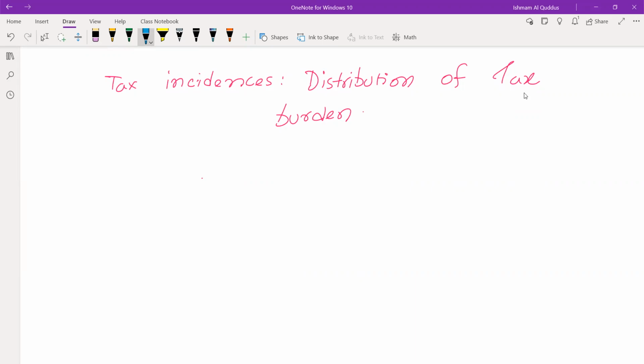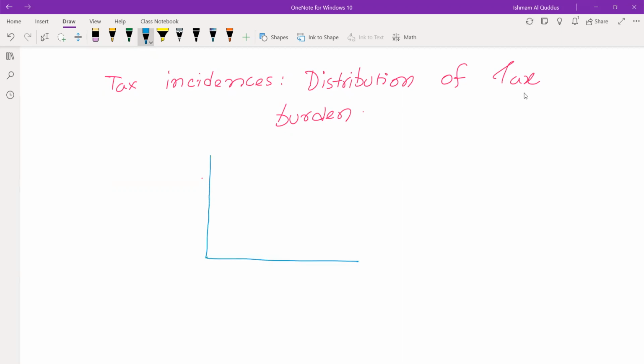Now, this distribution of tax burden, like who's suffering more, is actually called tax incidence. So it shows you the distribution of the tax burden. And to see this, we need the concept of elasticity to understand. So let me show you with a graph.